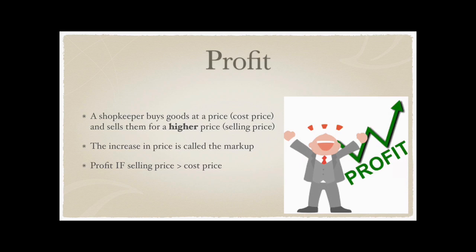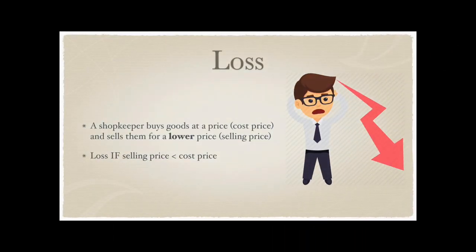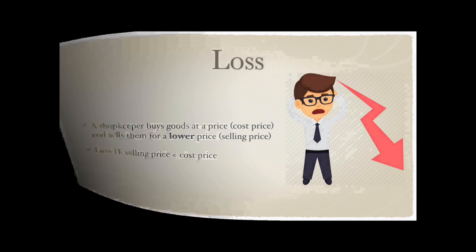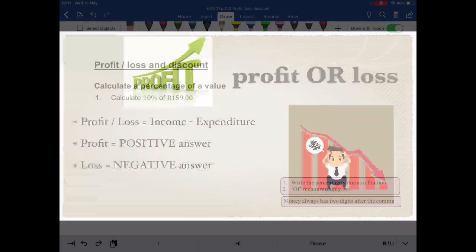You make a profit when you sell for more than you buy. So selling price is greater than cost price. A loss is when the selling price is less than the cost price. The shopkeeper sells at a lower price than he bought for. To summarize, profit or loss is calculated by income minus expenditure, or selling price minus cost price. If we have a positive result, then we've made a profit. If the result is negative, then the shopkeeper has made a loss.